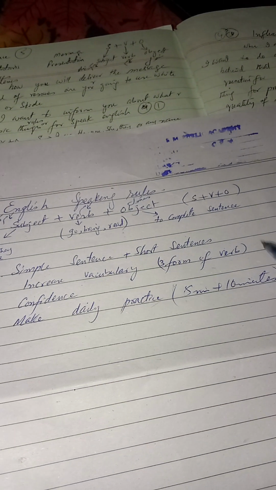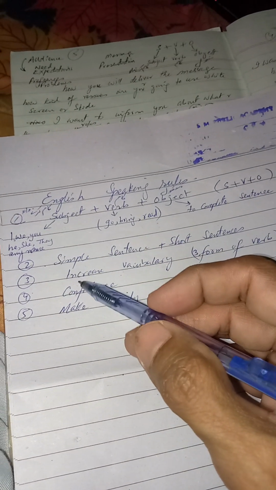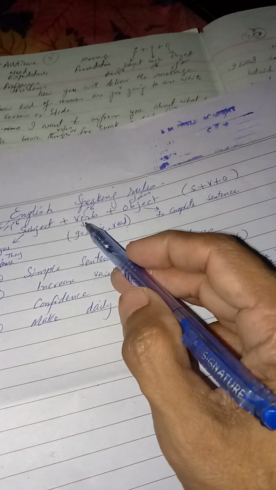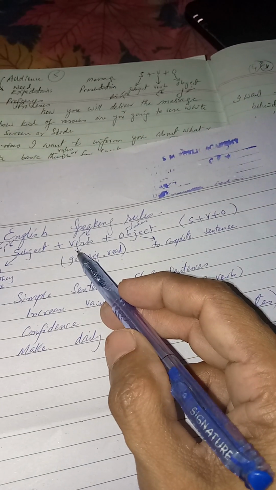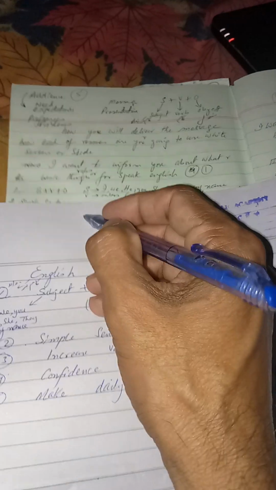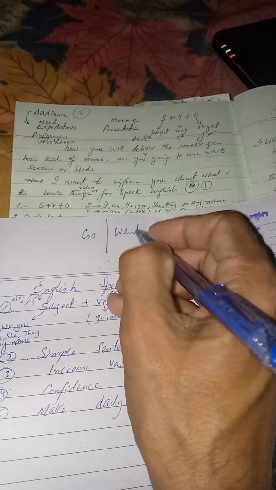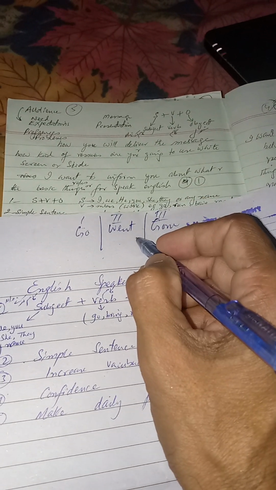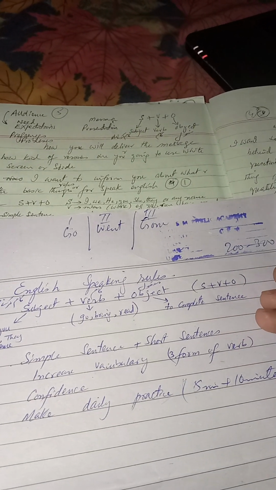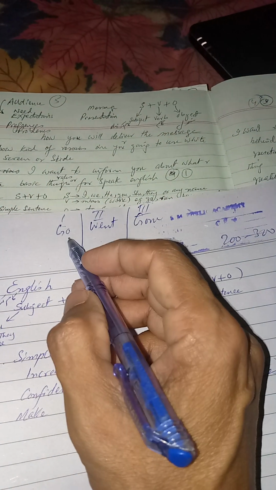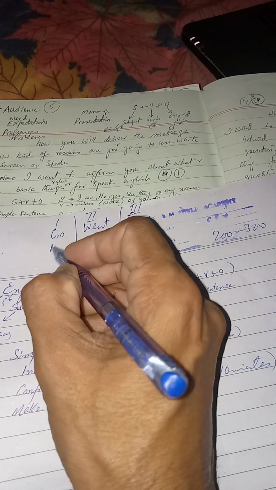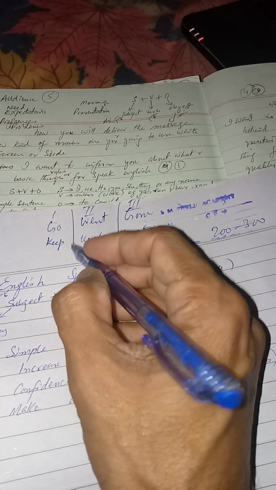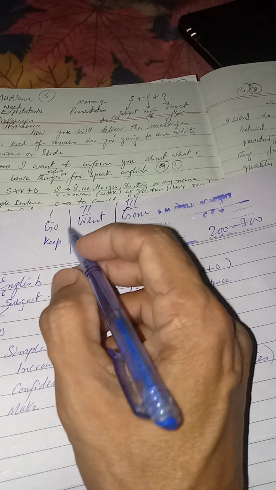First of all, keep in your mind these five rules, and then focus also on the three forms of verb. For example, we use go, went, and gone. These are the three forms of verbs. Around 200 to 300 three forms of verb you should learn. For example, I give you this one: keep, kept. So this is some example of three forms of verb.